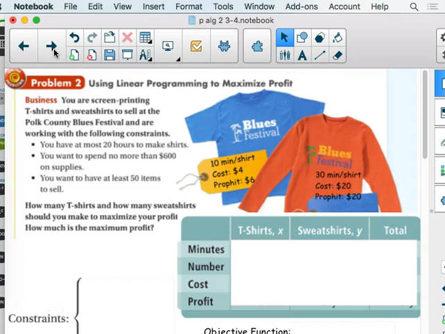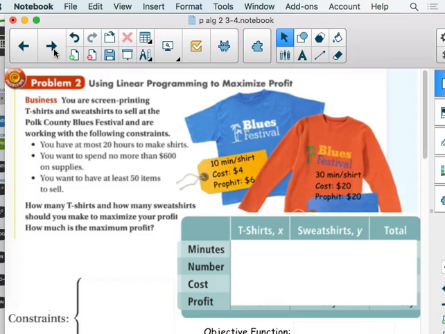And you're going to charge people $10, so you're going to make a profit of $6. Then your sweatshirts over here, 30 minutes. So, you hold it down for a while, but this one maybe takes longer for it to cool off and set the decal or something. And it's going to cost you $20 for each of those sweatshirts, but you're going to make a profit of $20 because you're going to sell them for $40.